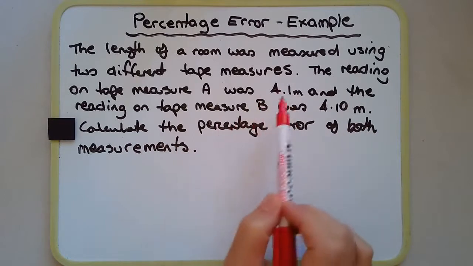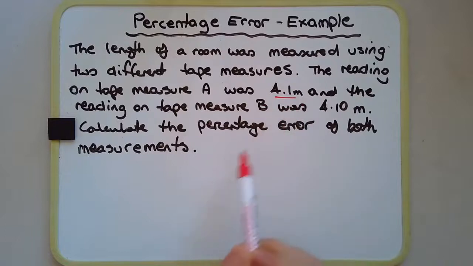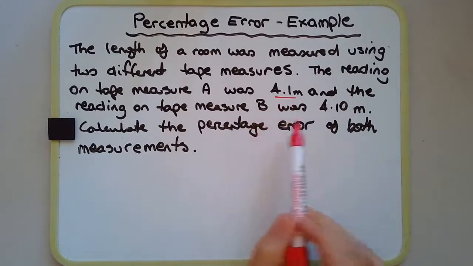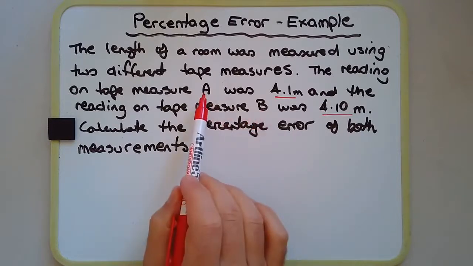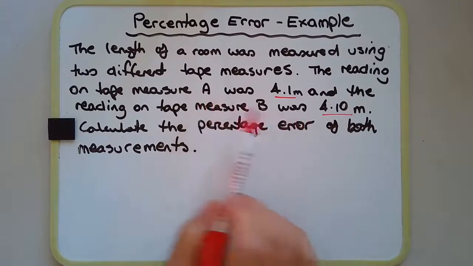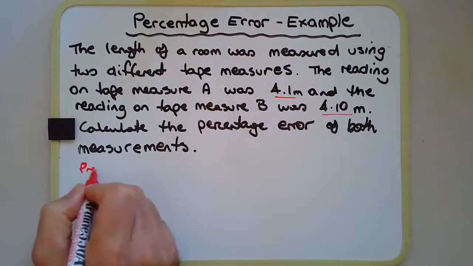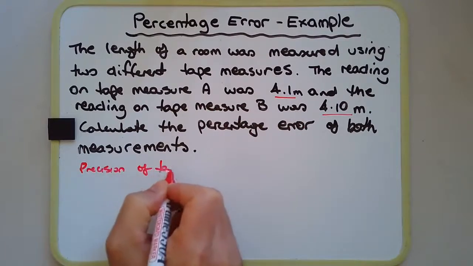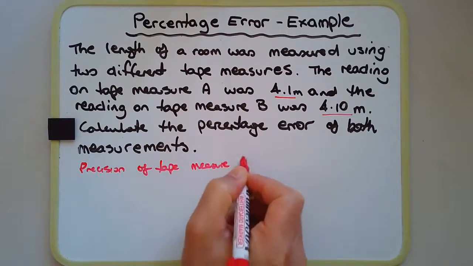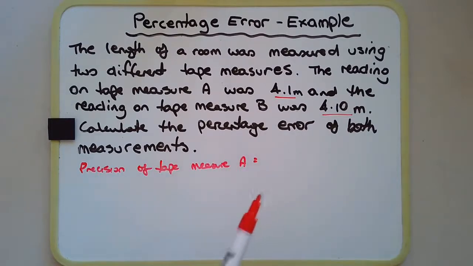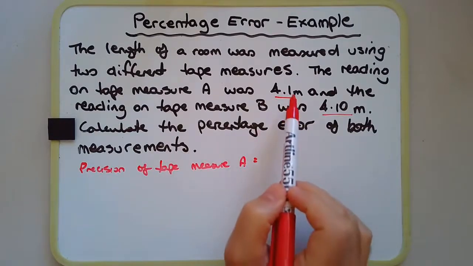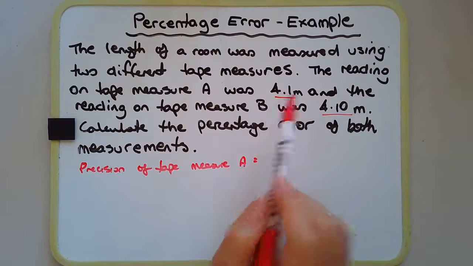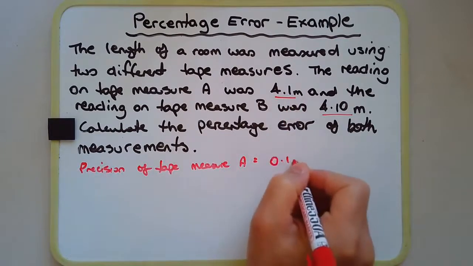First thing to notice is that tape measure A was measured to 1 decimal place. Tape measure B was measured correct to 2 decimal places. In other words, this implies that tape measure B was more accurate than tape measure A. So the first thing we need to work out is the precision of both of these measuring devices. Precision of tape measure A: what's the smallest unit that it can measure? Because it works in tenths of a meter, the precision of tape measure A is 0.1 meters.